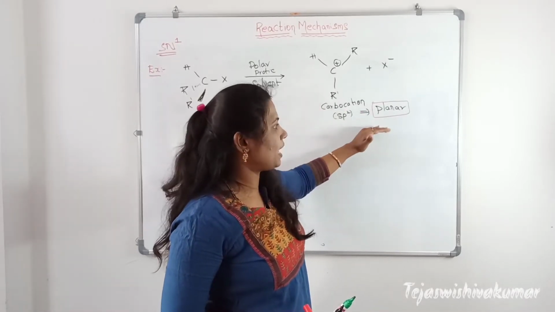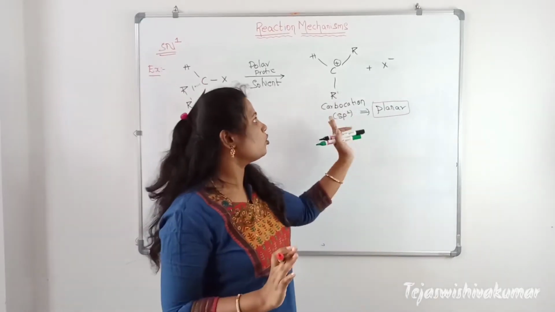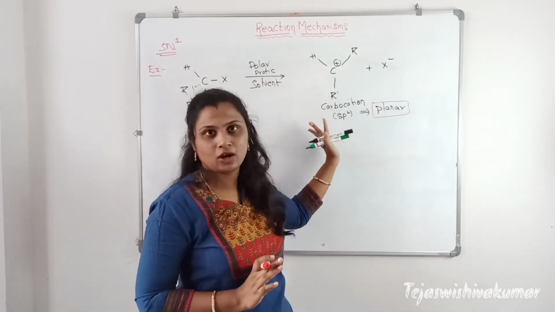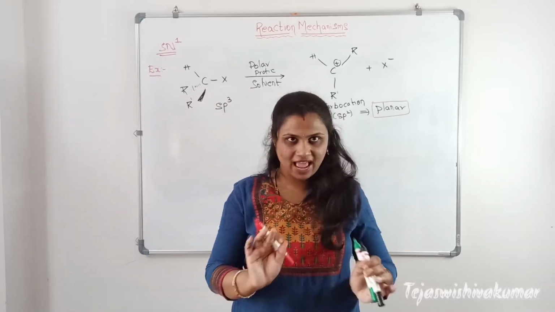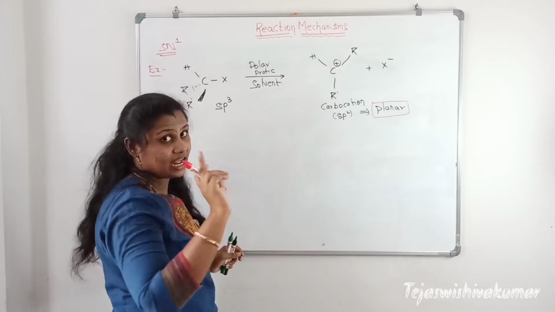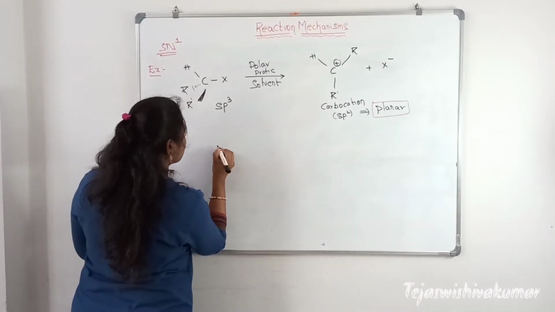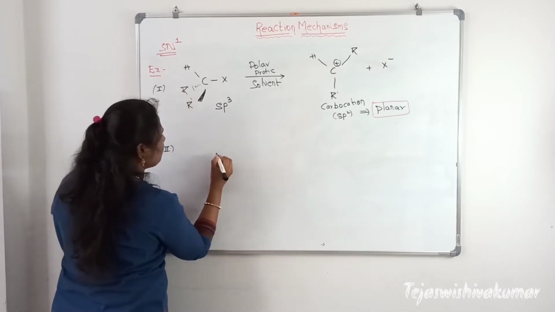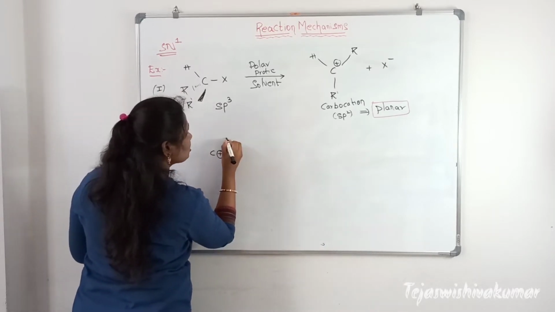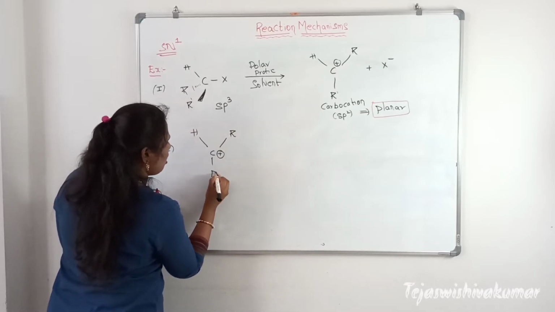So trigonal planar geometry. First, one was above the plane and one below the plane. Now in the carbocation, all of them have come into the same plane. It is a flat structure. Carbocation is a flat structure. Now the second step is attack of the nucleophile. This is the first step. In the second step, this is the carbocation R, H, R dash.